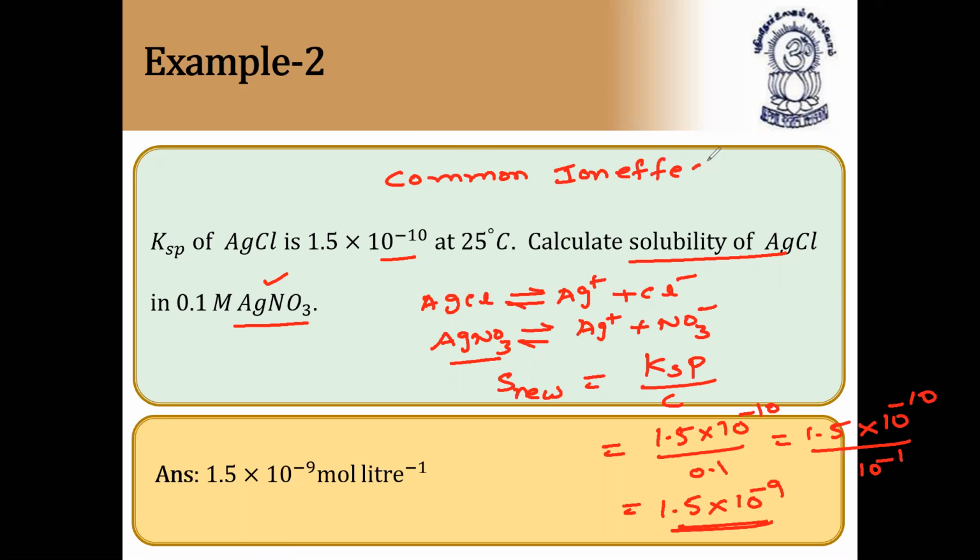As I told you, you will understand better by solving a numerical. Here the Ksp of silver chloride is given as 1.5 times 10 to the power of minus 10 at 25 degrees C, and you need to calculate the solubility of silver chloride in 0.1 molarity silver nitrate. To find the new solubility of silver chloride, it is Ksp by C. Since C is 0.1, we take it as 10 to the power of minus 1, which goes to the numerator as 10 to the power of plus 1, so 10 to the power of minus 10 becomes 10 to the power of minus 9 moles per liter, the common unit. Is this clear? This is the answer. This type of question is most important for NEET and JEE Mains and Advanced also. Next, continuation.